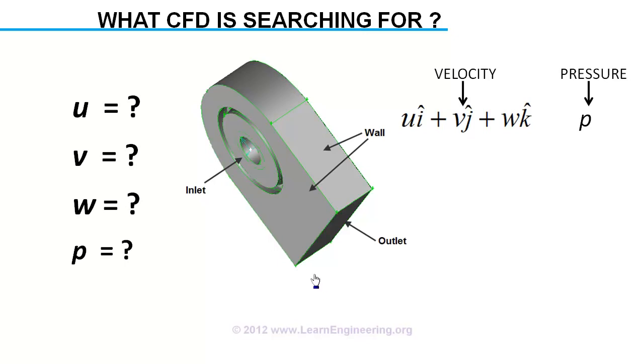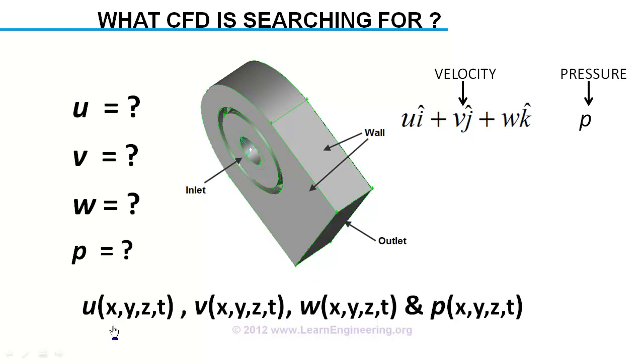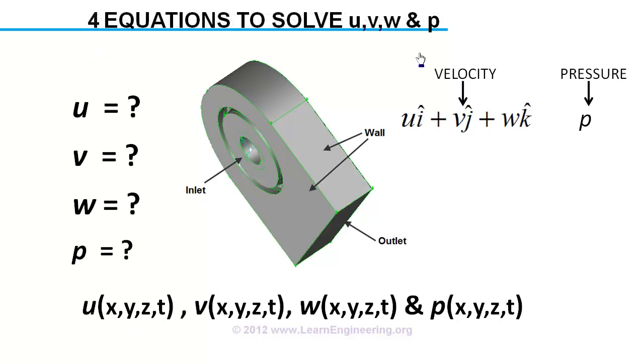So, it will be a function of x, y, and z plus time, if the problem is unsteady in nature. If we can solve these four unknowns, we are done with CFD. You know, to solve four unknowns you have to have four equations. So next step, let's derive these four equations.